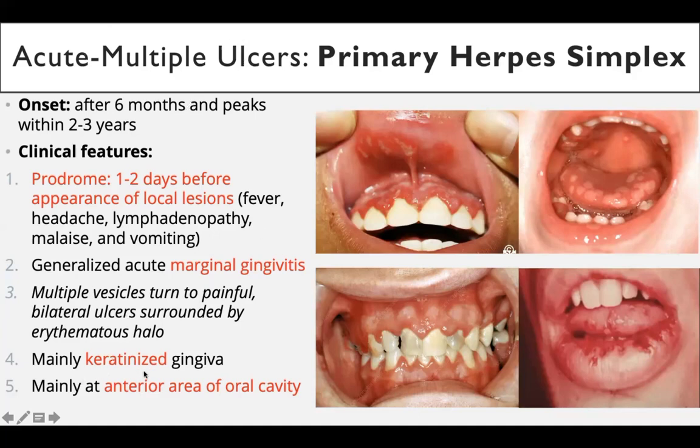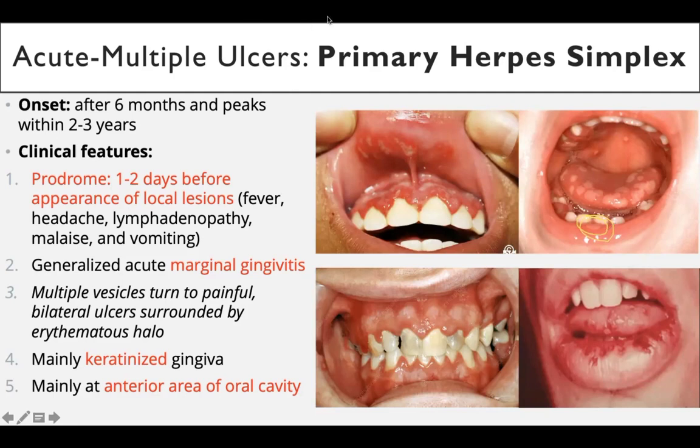Mainly keratinized gingiva, and mainly at the anterior area of the oral cavity. So this is at the anterior area of the oral cavity, and you can see here the tongue is not spared. And other than that, if you can see this part, we have an ulcer also on the lower lip. So, anterior area of the oral cavity.